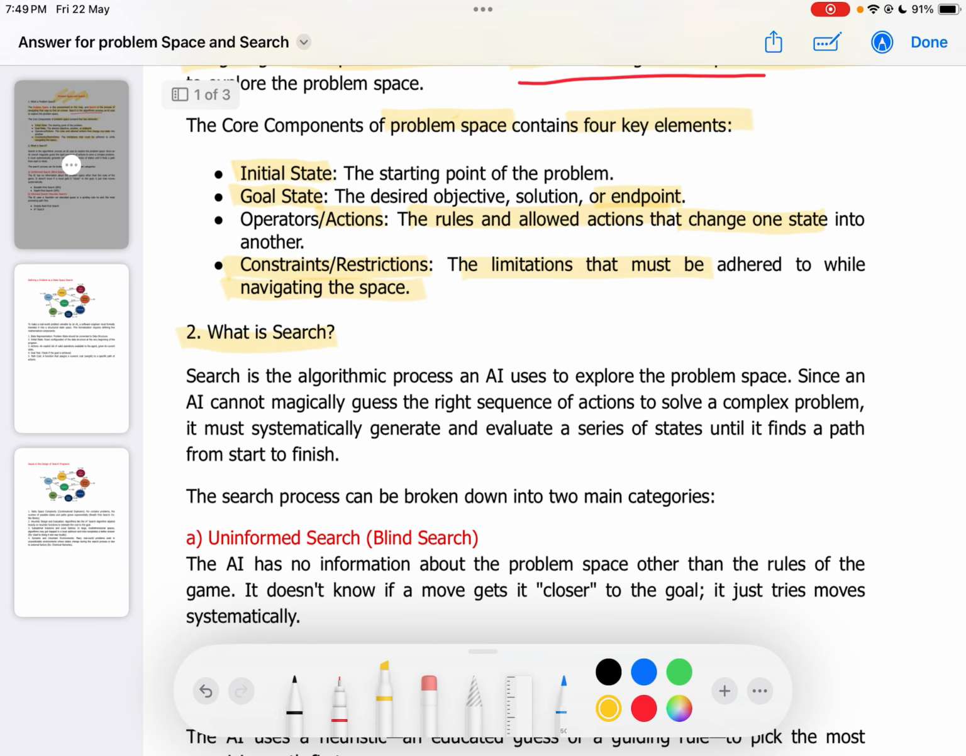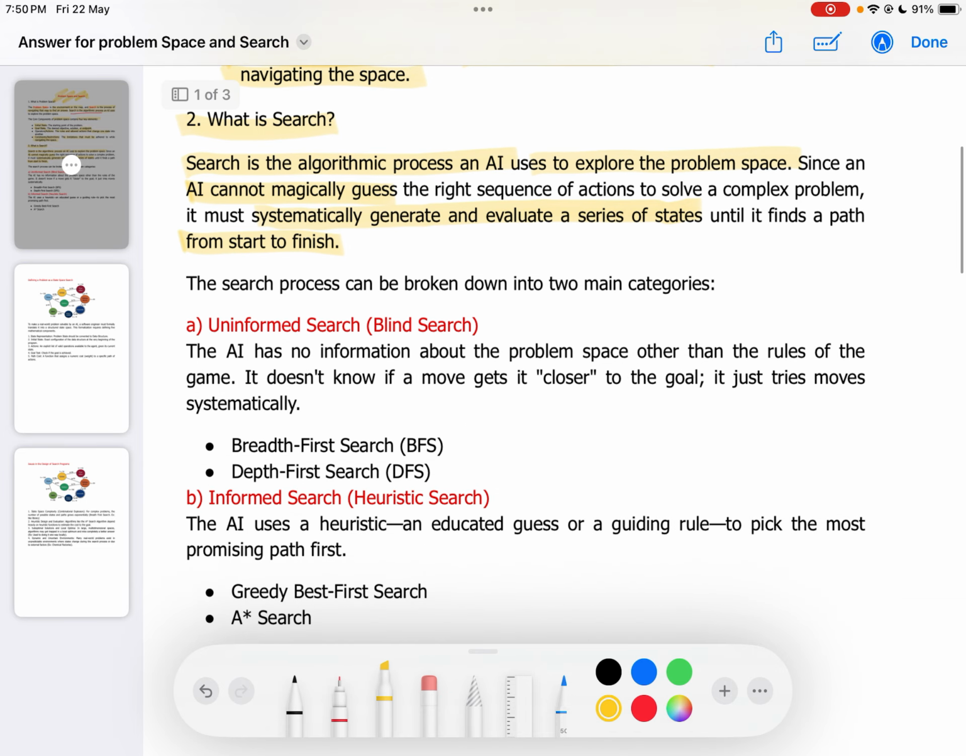What is search? Search is the algorithmic process I just mentioned before to explore the problem space. See, AI cannot magically guess the right sequence or right path to find an answer. So what it does is it systematically generates and evaluates a series of states, a set of states, as it goes from start to finish. Now, what types are there in search?